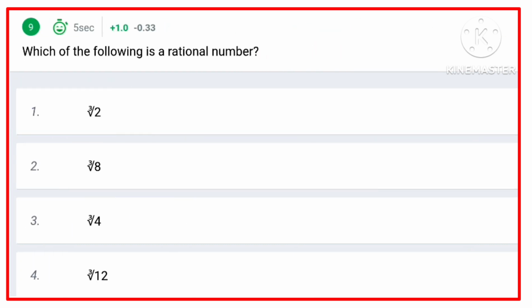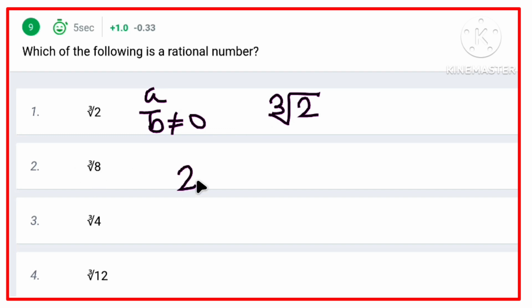Now next one, as you can see, which of the following is a rational number. So here if you do the cube root of 2, you will not get anything as a by b where b is not equal to 0 because you cannot take this 2 outside this root after doing the cube root. But here as you can see we have cube root of 8. 8 can be written as 2 to the power 3 and this cube root you can write in the form of 1 by 3 in the power. So this 3 and this 3 gets cancelled and you are getting 2, and 2 can be written as 2 by 1.